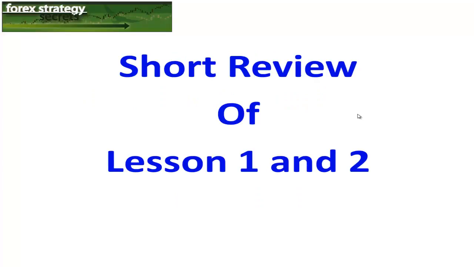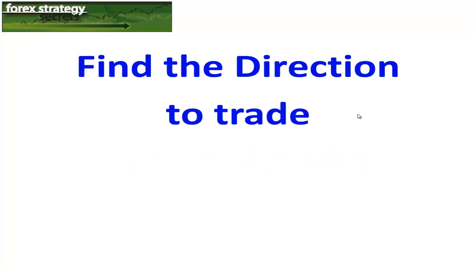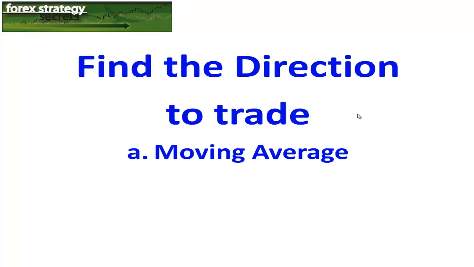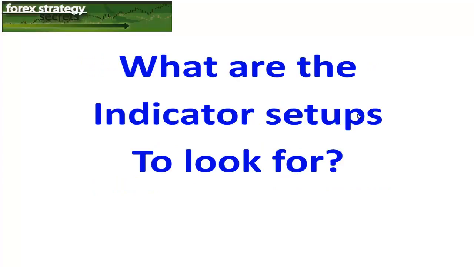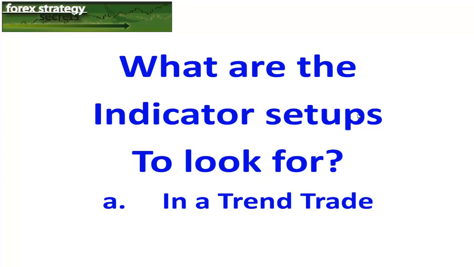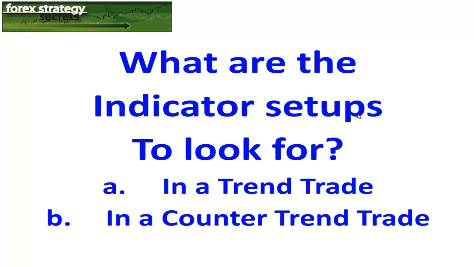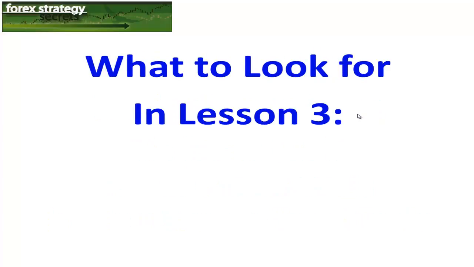So I'm going to do a quick review of Lesson 1 and 2. Find the direction of the trade. We use the moving averages and some momentum indicators. That helps us to find the direction. What are the indicator setups to look for? What do you look for in a trend trade? And what do you look for in a counter trend trade? That's the review. This is what we're going to do now, is go into Lesson 3.